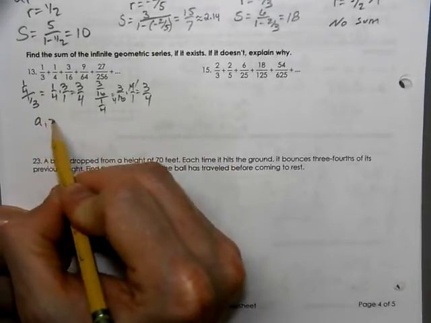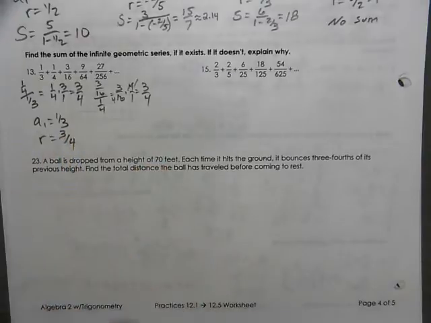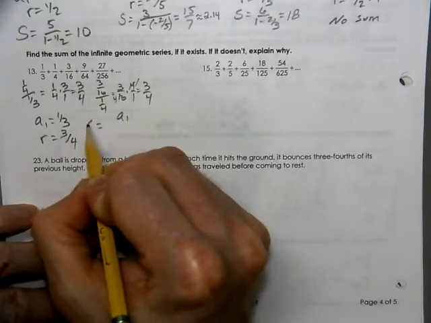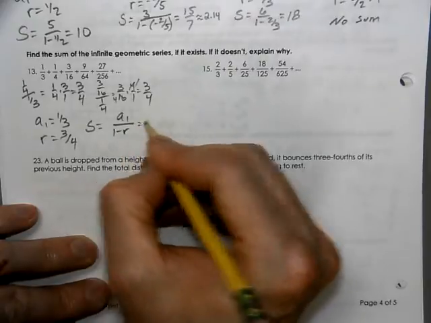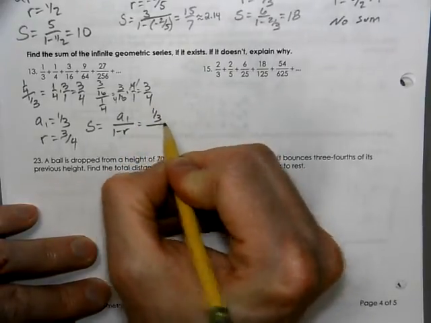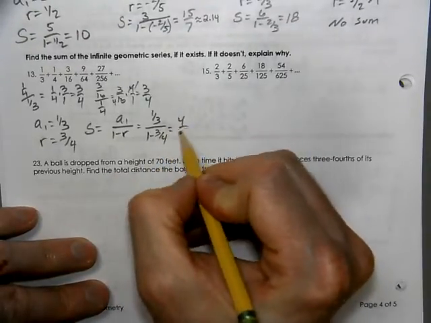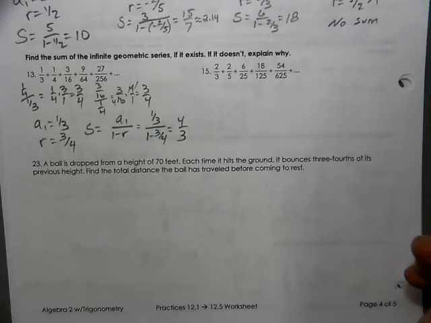So our first term is clearly 1/3. Our ratio is 3/4. That's what we didn't know for this. So we're going to figure out the sum, which is your first term over 1 minus r. In this case, that's 1/3 over 1 minus 3/4. It's going to come out to be 4/3. Be sure you know how to type that into your calculator to get 4/3, which is 1.33333.